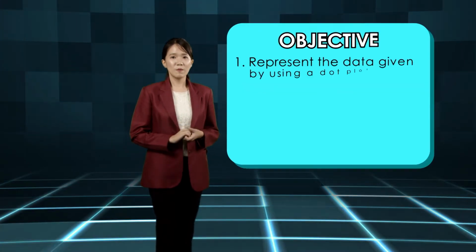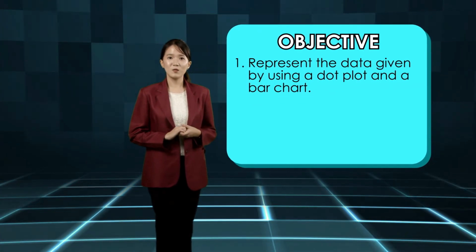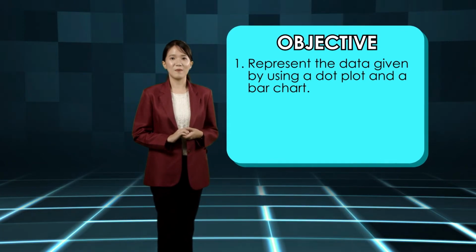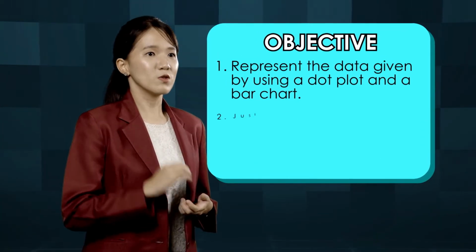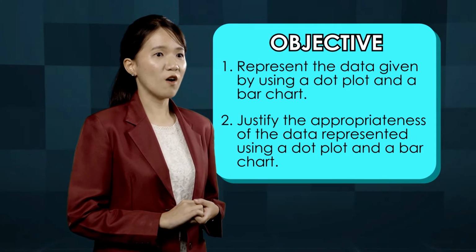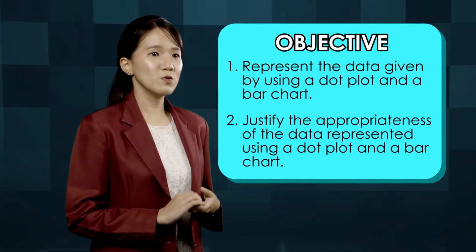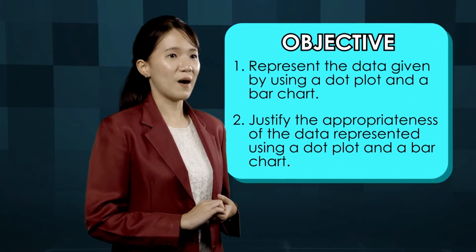At the end of today's lesson, you should be able to: 1. Represent the data given by using a dot plot and a bar chart. 2. Justify the appropriateness of the data represented using a dot plot and a bar chart.